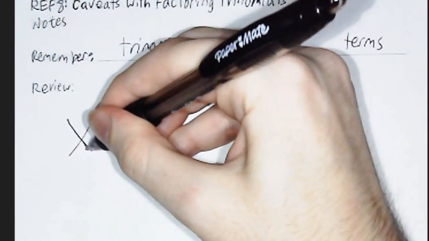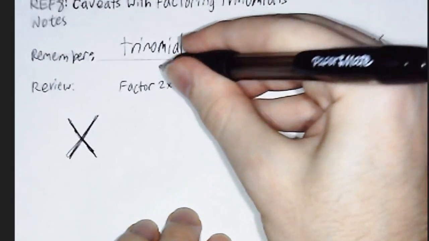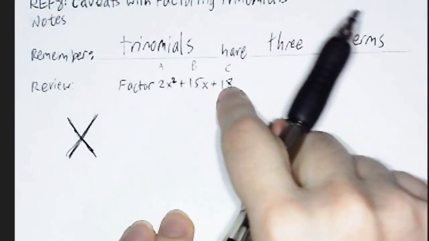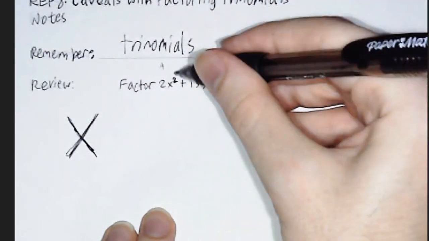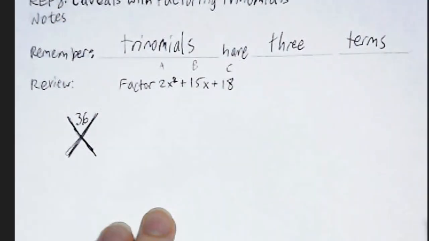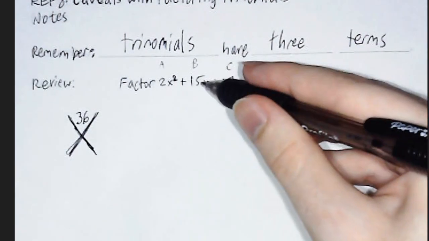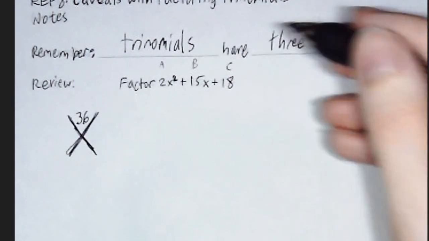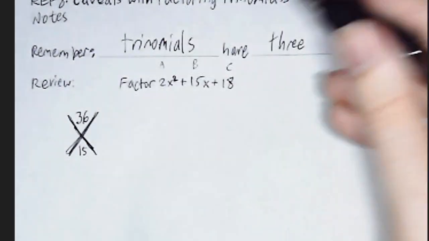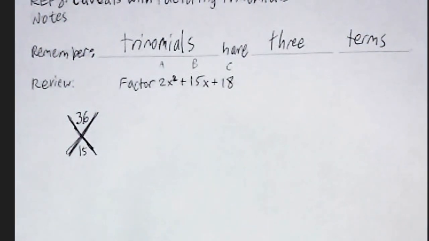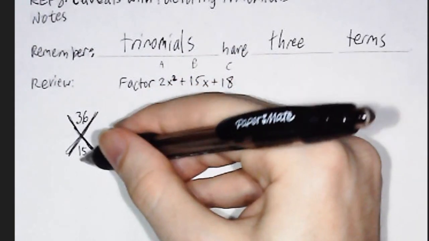So because of this, we construct an X puzzle with A times C on top. Now remember, we can label these 3 coefficients as A, B, and C, and we put whatever A times C is on top. A times C is going to be 2 times 18, that's 36. And then B, the coefficient of the middle term, is going to be 15. So we have the leading coefficient times the last coefficient, gives us 36, and then the middle coefficient goes on the bottom. So now we need to figure out what 2 numbers multiply together to give us 36 and add together to give us 15.